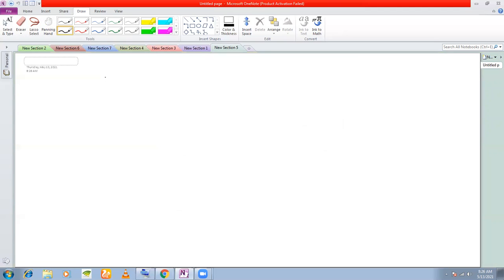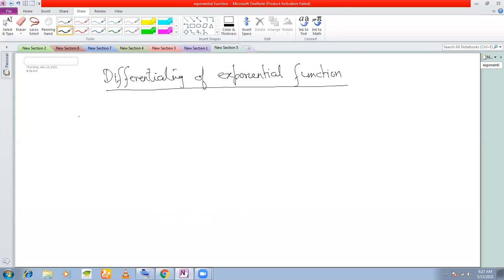Let us now look at the next part, which is differentiation of exponential functions. Under this, you must know that the d/dx of e to the power of x is e to the power of x.